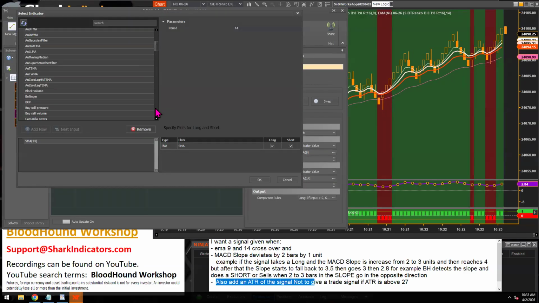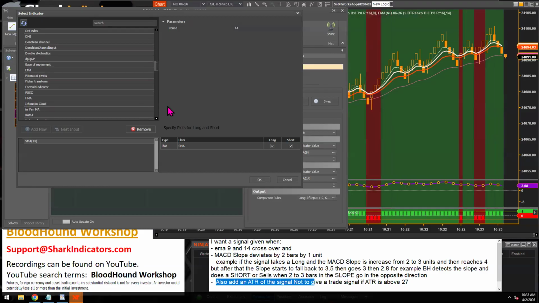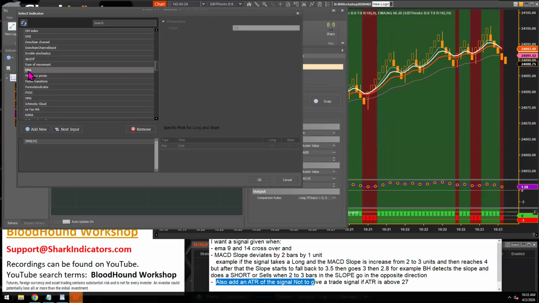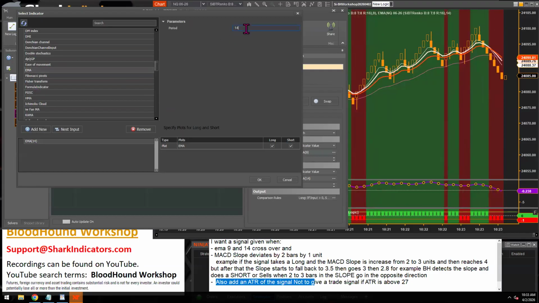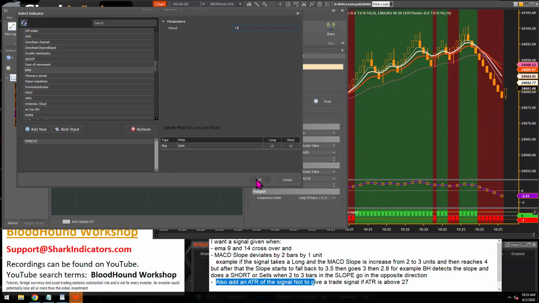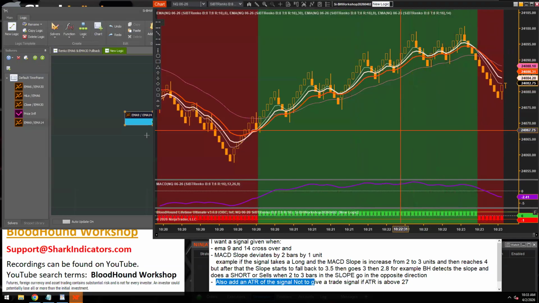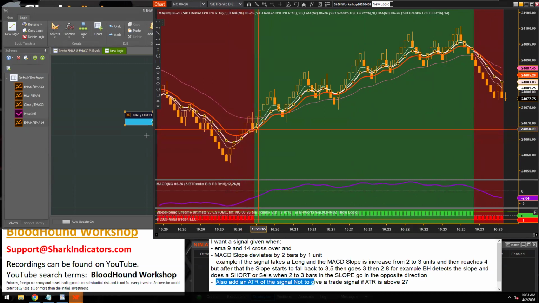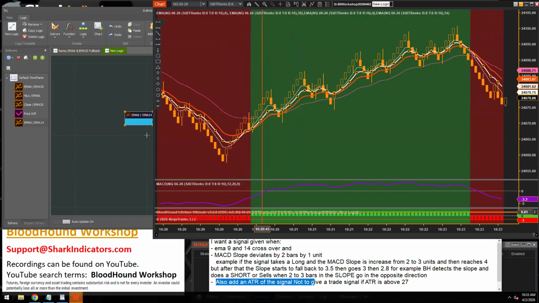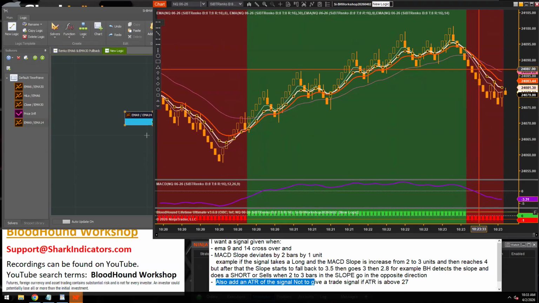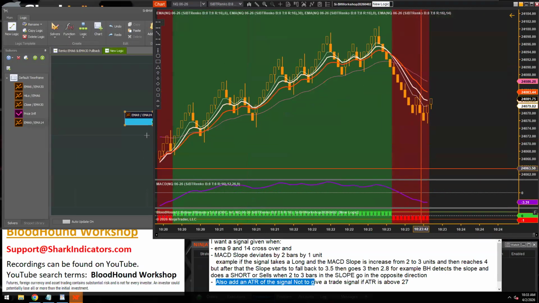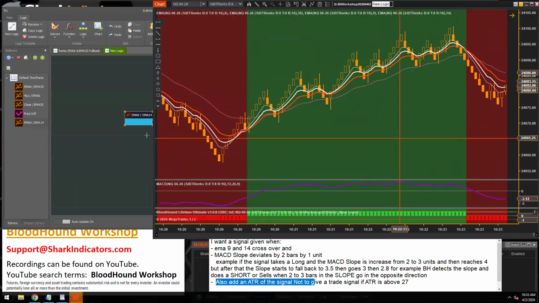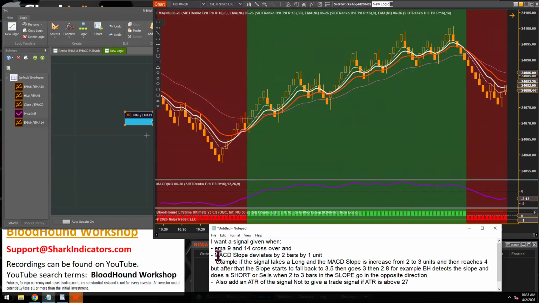All right, EMA 14 is the default, so we're good there. Right, let's click OK. All right, pretty straightforward, right? There's our two moving averages. So as soon as the 9 was above the 14, right, we get a long output. And when it crosses back down and the 9 is now below, right, we get that short output, right? Easy.